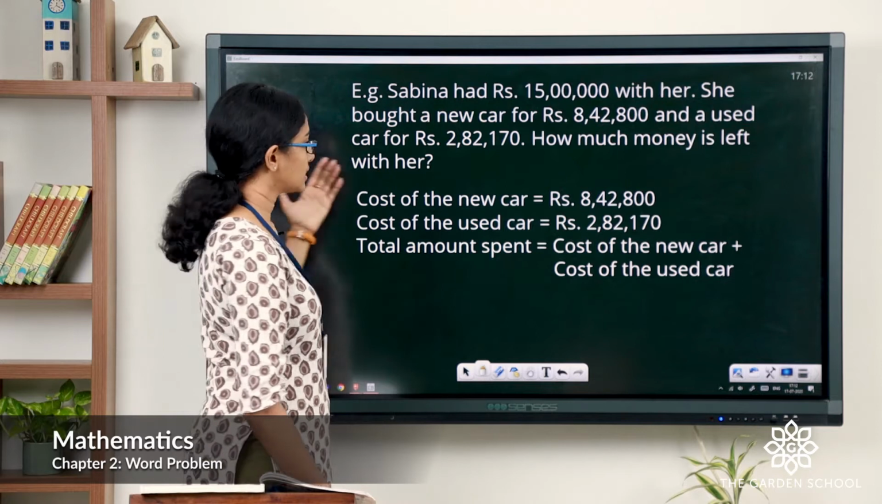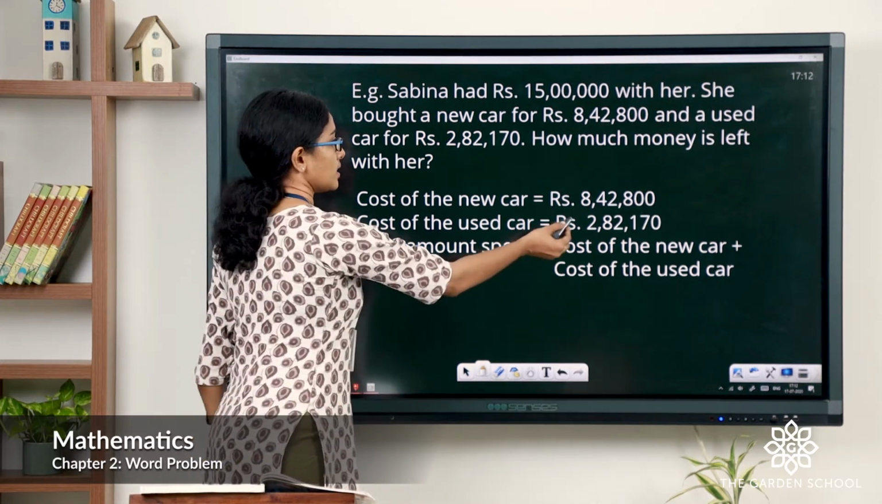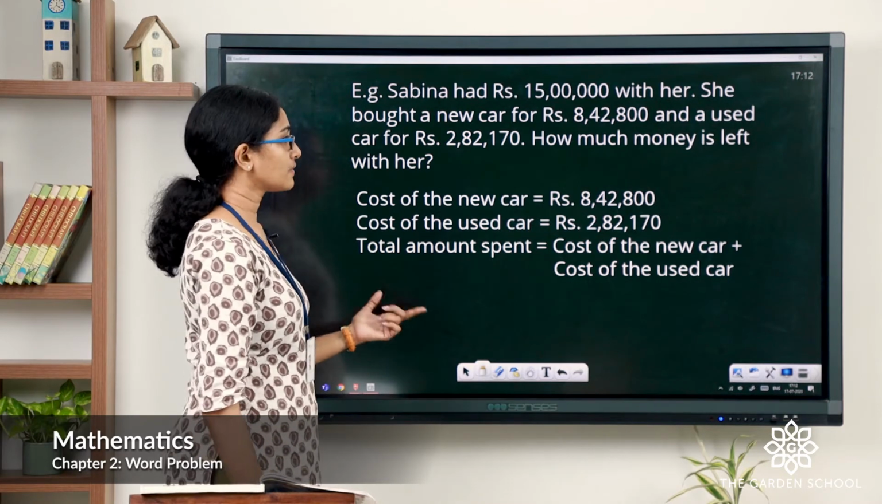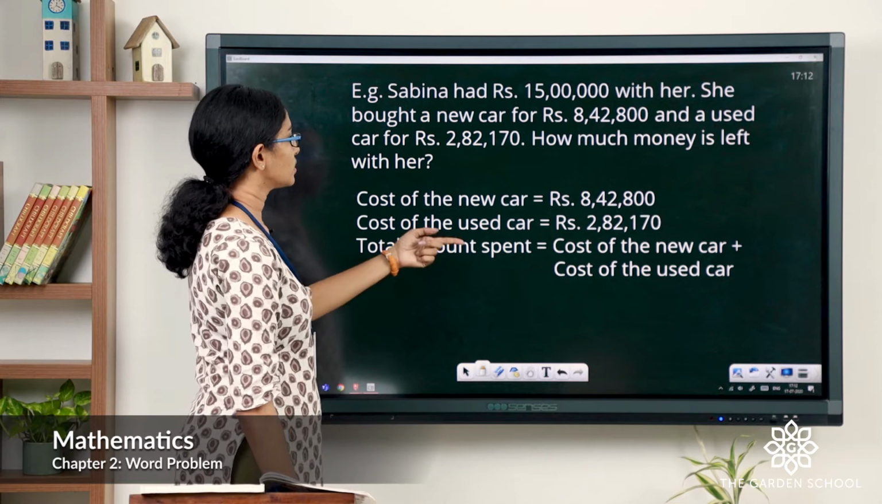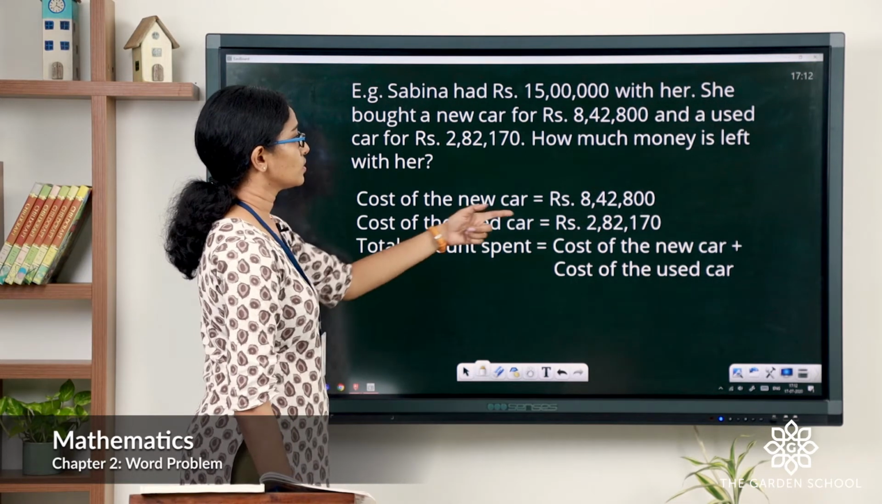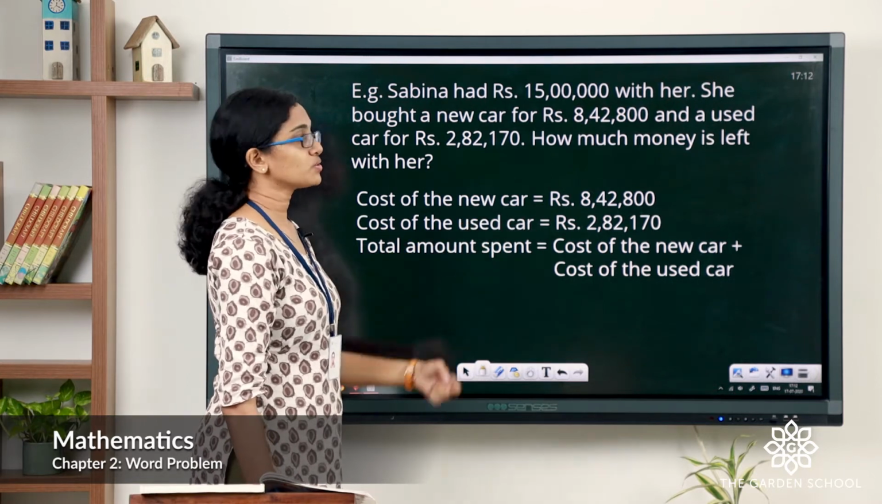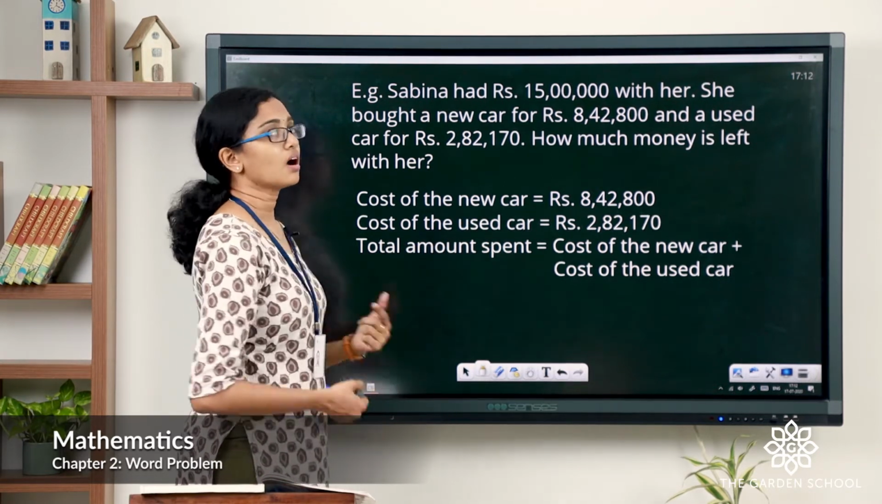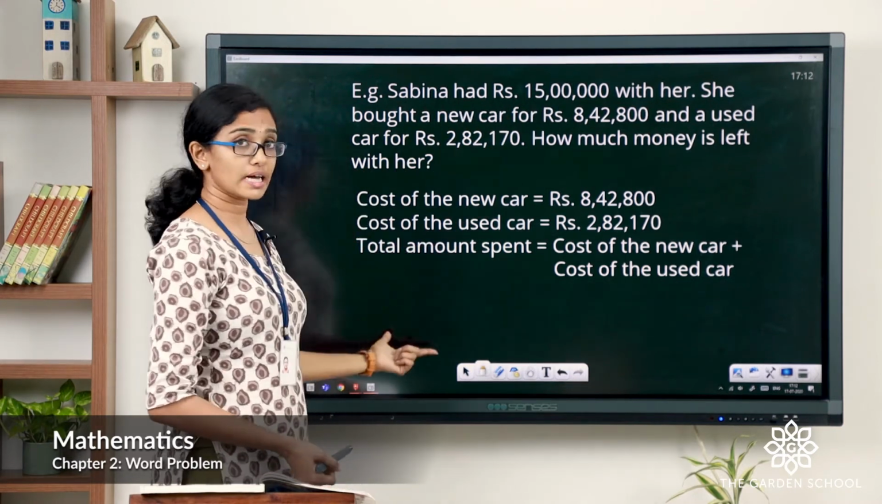From the question, we can write the steps as: cost of the new car equals rupees 8,42,800, and cost of the used car equals rupees 2,82,170. She had rupees 15 lakh in the beginning. That also you can write here.